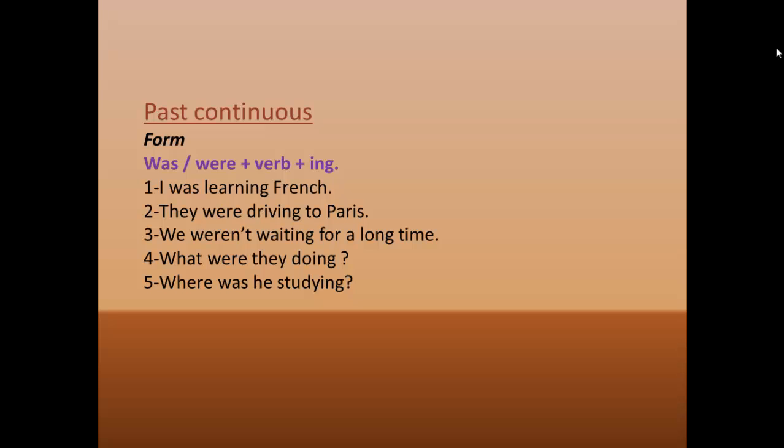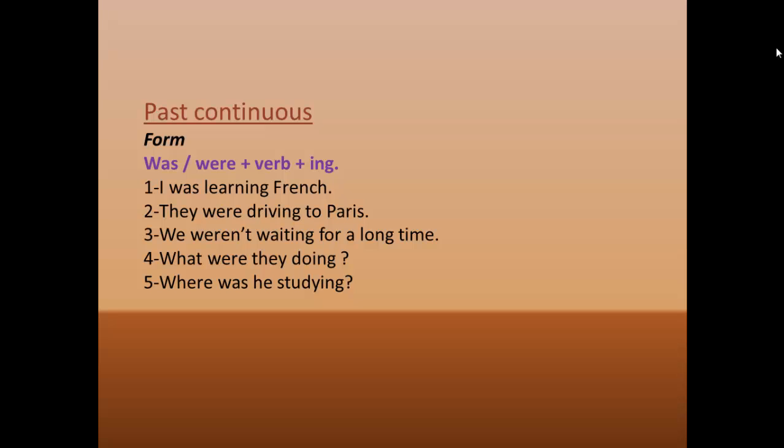The third example, we were not waiting for a long time. We weren't waiting for a long time. Here the sentence is negative. If we want to make a negative, we just put not after verb to be, I mean after was or after were, like sentence number 3. We were not waiting for a long time.